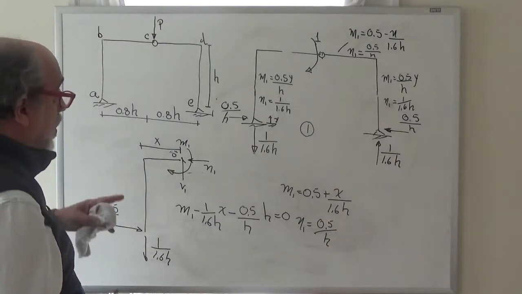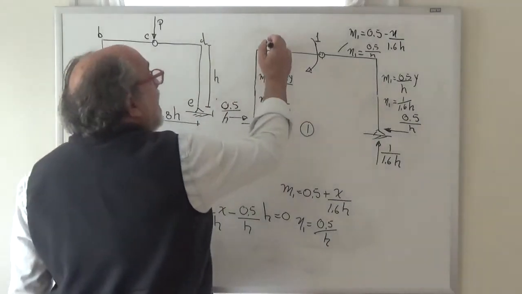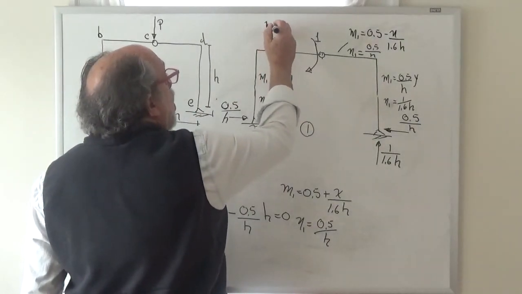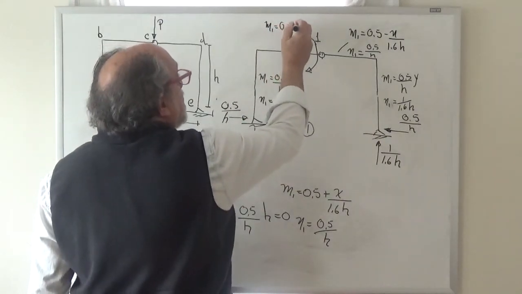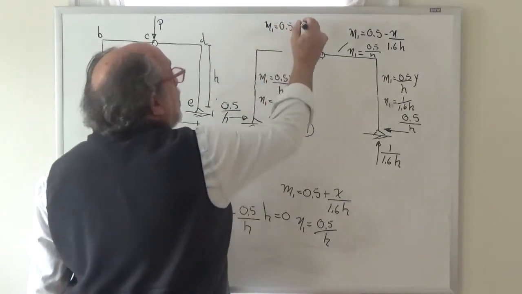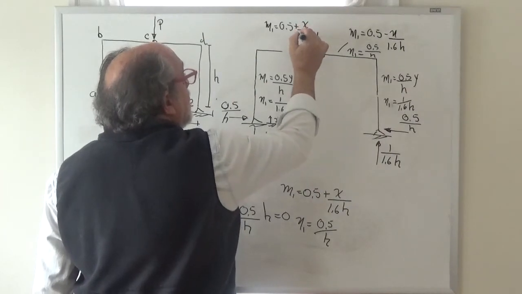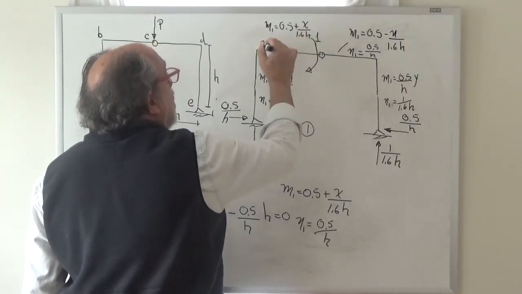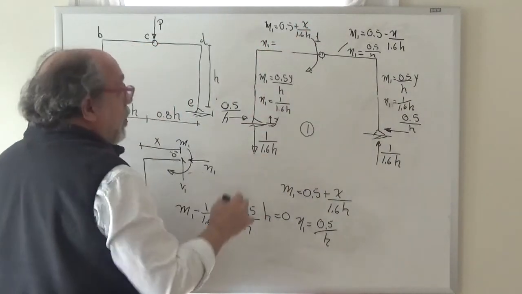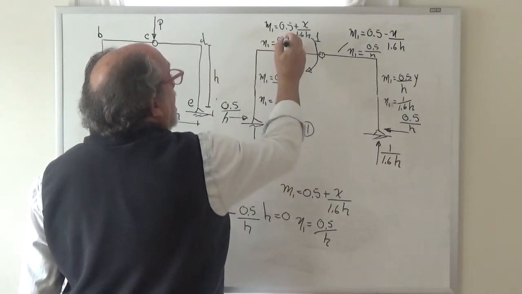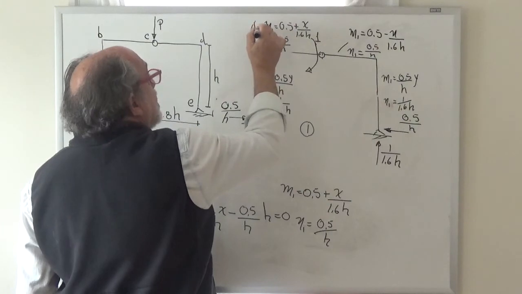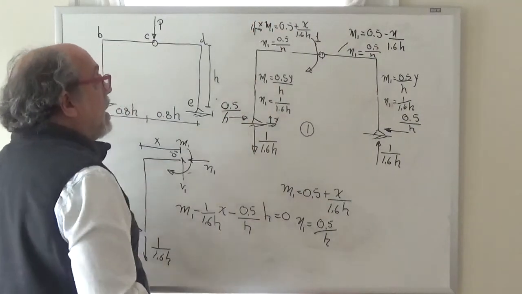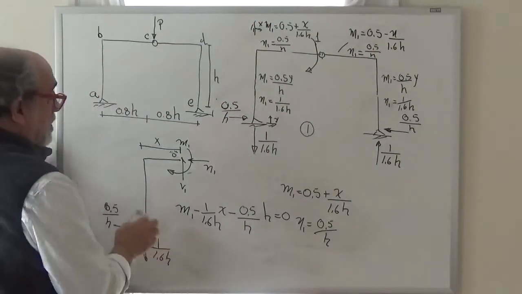So now that we have that in this bar, our M1 is 0.5 plus x divided by 1.6h, and our N1 is 0.5 divided by h, and our x, of course, was starting there going to the right. We can erase.